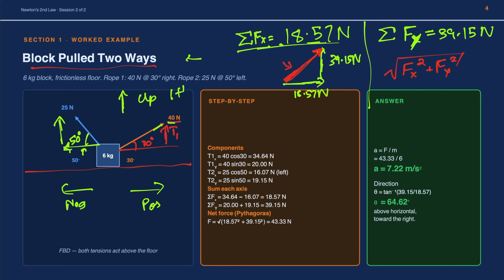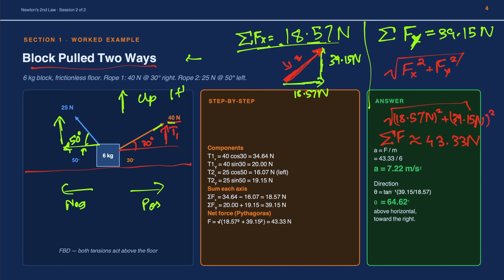So if you square 18.57 newtons squared plus 39.15 newtons squared, what are you going to get? So 18.57 squared plus 39.15 squared, and then take the square root of that, which gives you around 43.33 newtons. And this is going to be the total net force, because that's the magnitude of this force vector, the total vector.